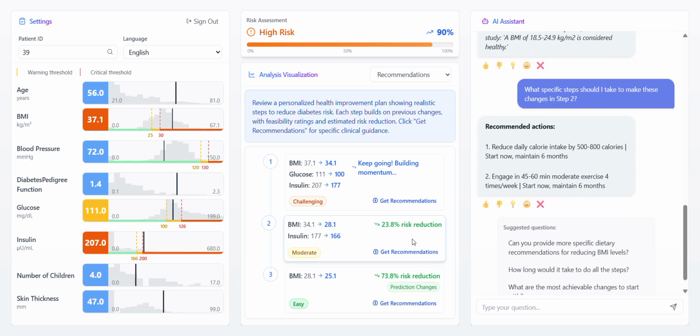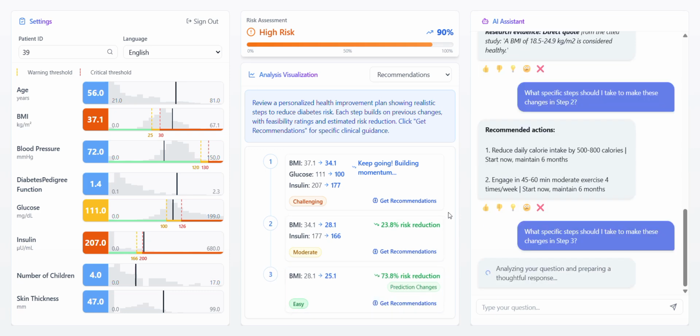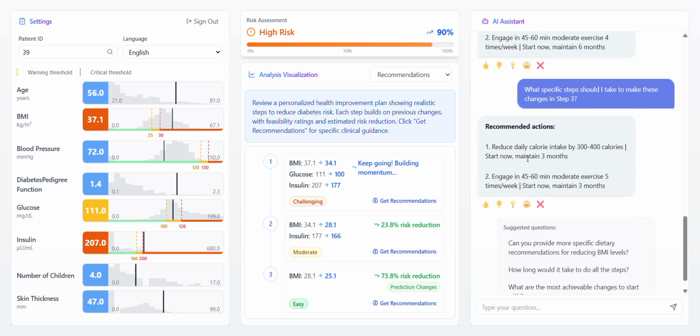It also provides the possibility that the user can ask for more detailed recommendations on how they can reduce their risk. And the system provides them with the exact actions, and a timeline in which they can implement or apply those recommendations to reduce their risk.